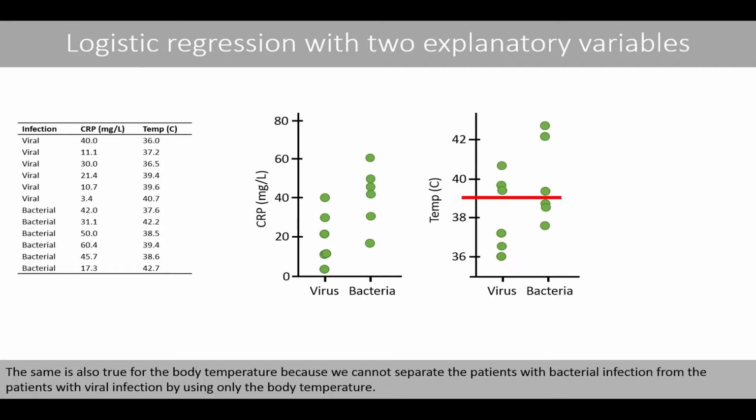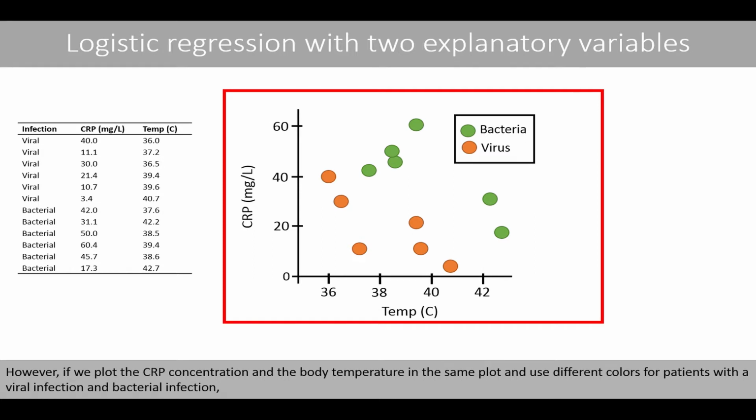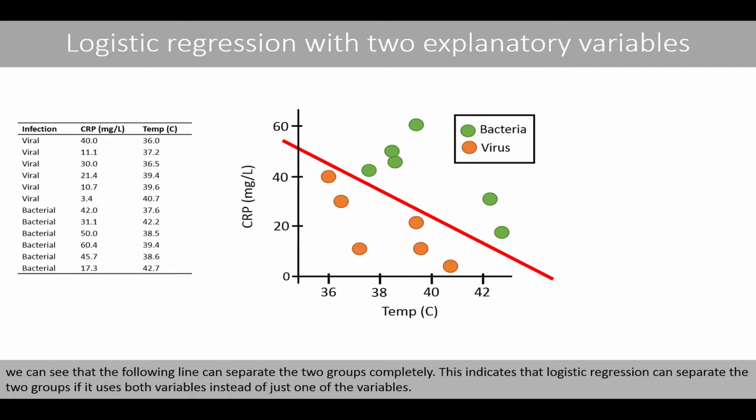The same is also true for the body temperature, because we cannot separate the patients with bacterial infection from the patients with viral infection by using only the body temperature. However, if we plot the CRP concentration and the body temperature in the same plot and use different colors for patients with a viral infection and bacterial infection, we see that the following line can separate the 2 groups completely. This indicates that logistic regression can separate the 2 groups if it uses both variables instead of just one of the variables.